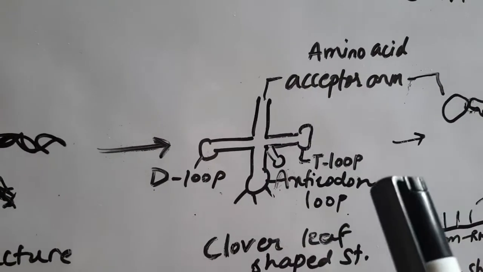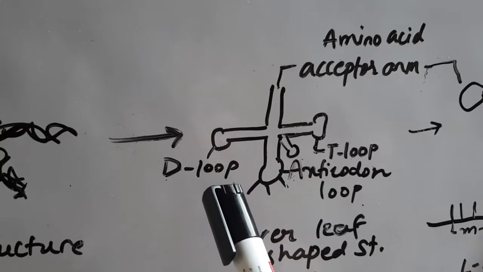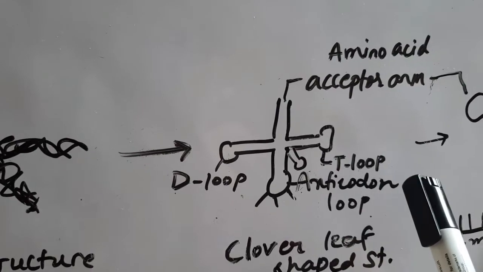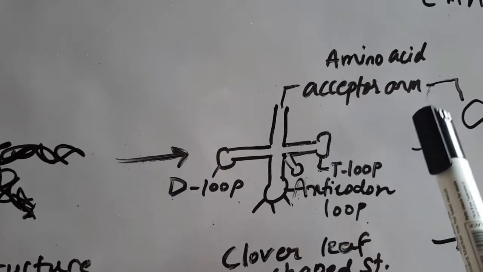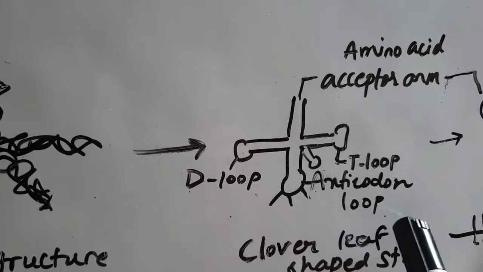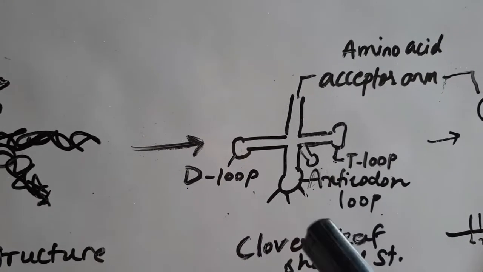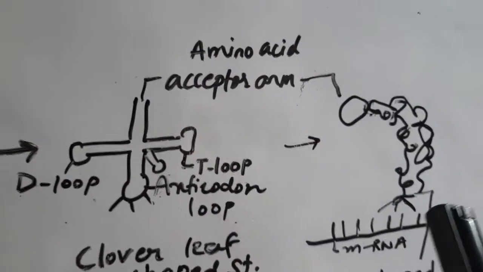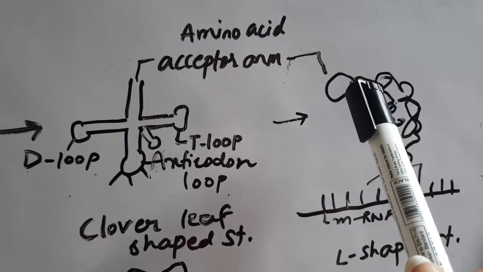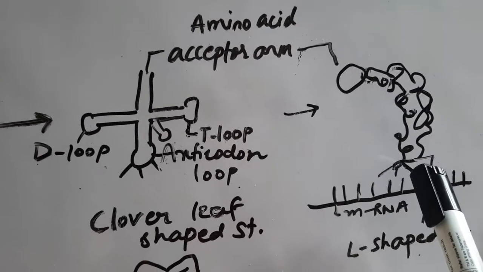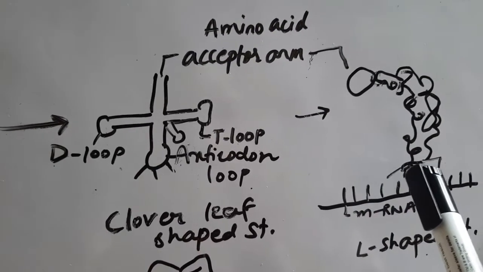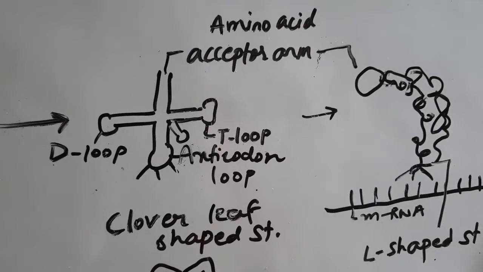So its arms are: this is the D loop that helps in the attachment with the enzyme, the T loop that helps in the attachment with ATP. This is the amino acid acceptor arm where the amino acid will be attached, and this is the anticodon loop which will code opposite to the mRNA. We can also study this in the form of an L-shaped structure. This is the amino acid arm and this is the anticodon loop. This is mRNA, and according to complementarity it will be containing the nitrogenous bases.